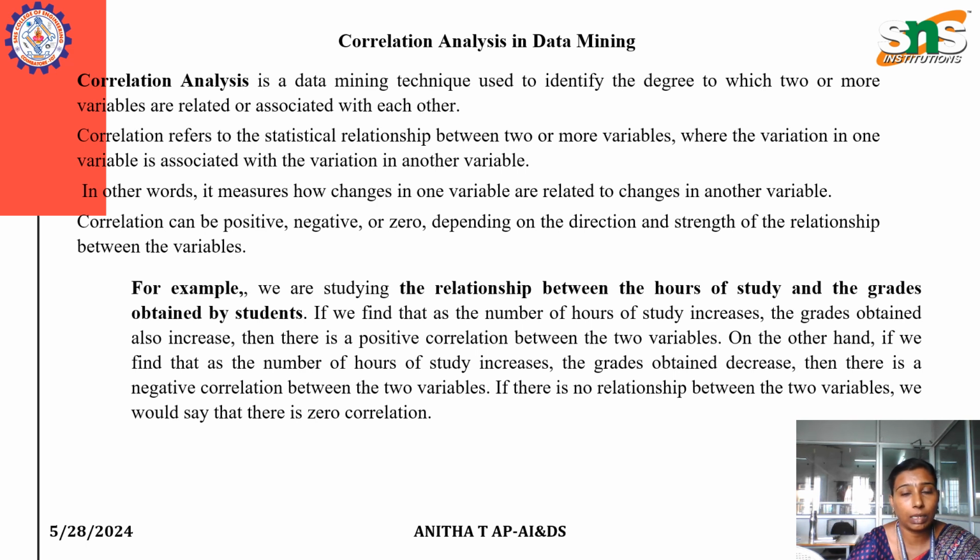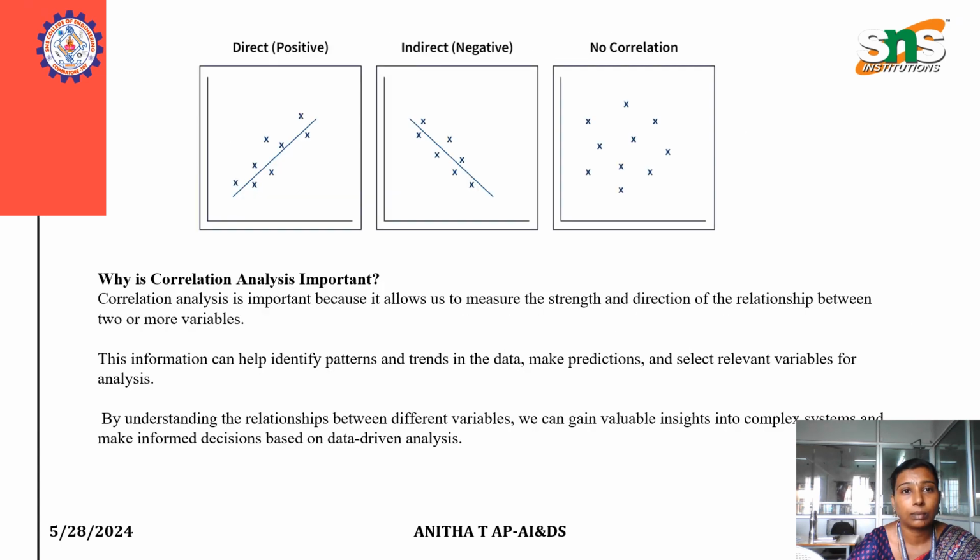For example, we are studying the relationship between the hours of study and the grades obtained by students. If we find that as the number of hours of study increases, the grades obtained also increase, then there is a positive correlation between the two variables. On the other hand, if we find that as the number of hours of study increases, the grades obtained decrease, then there is a negative correlation between the two variables. If there is no relationship between the two variables, we would say there is zero correlation. This is direct or positive, indirect or negative, or no correlation.